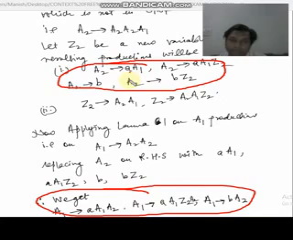So this was example 1, and we can do some more examples, and I will give you those examples in your assignment, and you will try to solve these examples.